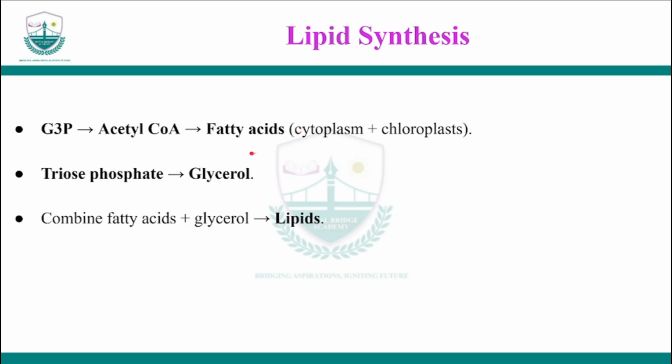How are lipids synthesized? You will have this glyceraldehyde 3-phosphate being converted into acetyl-CoA and finally giving you fatty acids. These processes can happen in the cytoplasm and chloroplast. We have triose phosphate, which is also an important compound that can be turned into glycerol. And then, of course, when you have fatty acids and glycerol, you have the lipids.